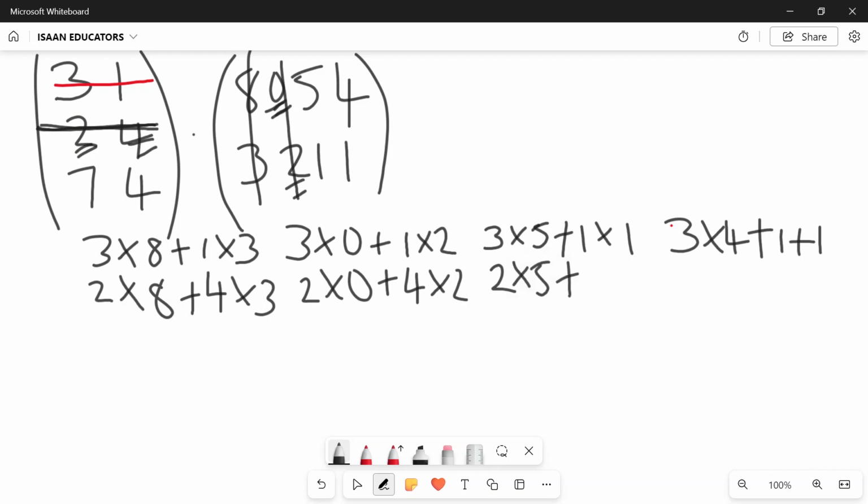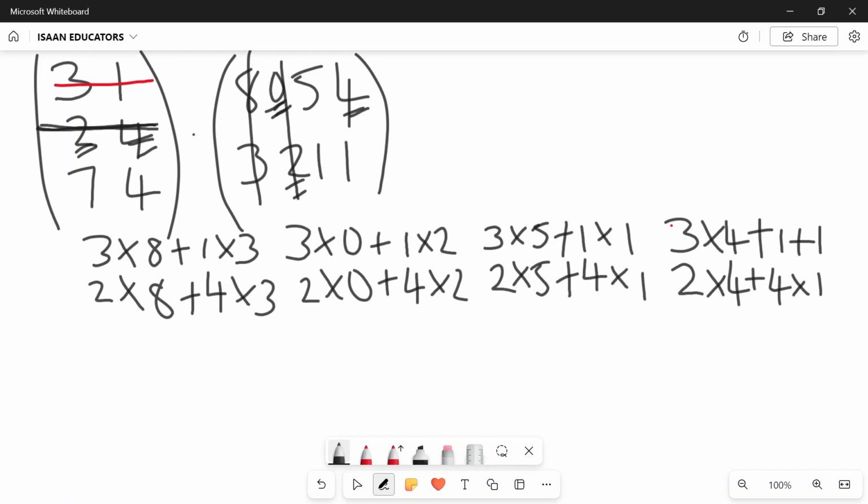Then you'll add 4 multiplied by 1. Then you still proceed. You are going to take 2 multiplied by 4. This 4 here. And then you will take 4 multiplied by 1. You add 4 multiplied by 1.